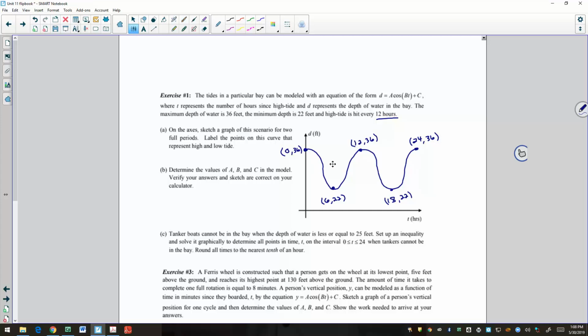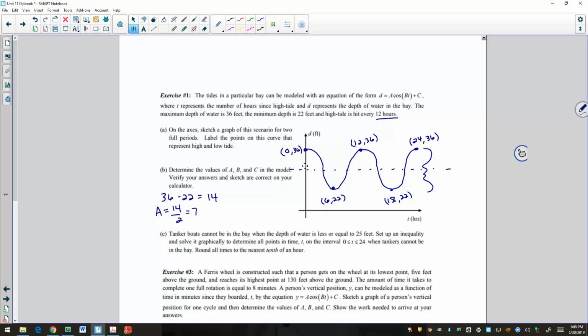Well, there definitely was a vertical shift because the midline is not the x-axis. The middle of that graph is not down at 0. The first thing I like to find, though you can do these in any order, is the amplitude, and to do that I find the distance from the highest point to the lowest point. So 36 minus 22 is 14. Well, the amplitude is half of that. So amplitude equals 14 divided by 2, which is 7.